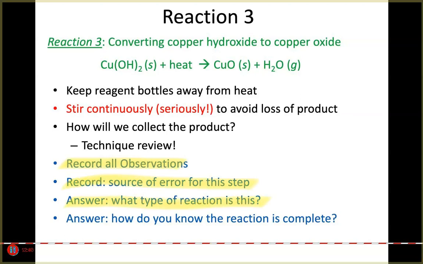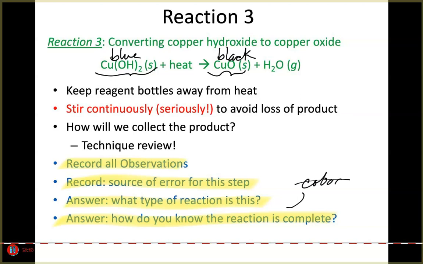We need to ask the question what type of reaction this is, and I'll leave that up to you. And how do we know the reaction is complete? It's more difficult when you're not doing the reaction to figure out if something is complete. The idea here, and I'll have to give you the answer for that one: this compound is blue, this compound is black, and then water and heat obviously are clear. So how am I going to know that the reaction is complete? It's going to have to be a color change. That is the only way I would know.